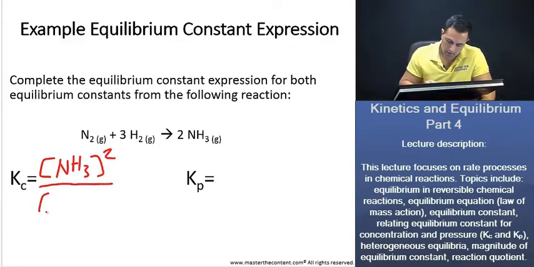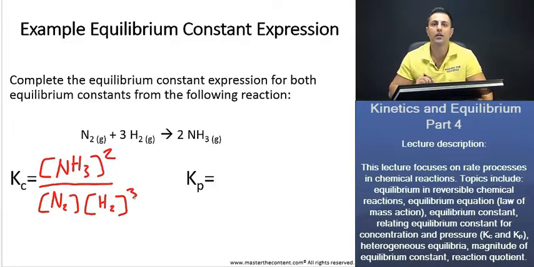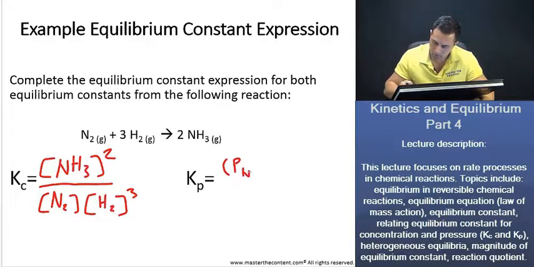Now, on our reactant side, we have here nitrogen, right? And we also have here hydrogen, and it's going to be raised to the third power. Exactly. Wonderful. So now we also have to do one more here for pressures. When working with pressures, we just put a P here to demonstrate that. And then we have our ammonia, right? And it's raised to the second power.